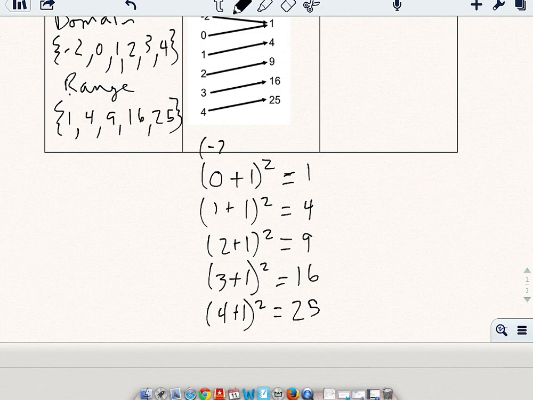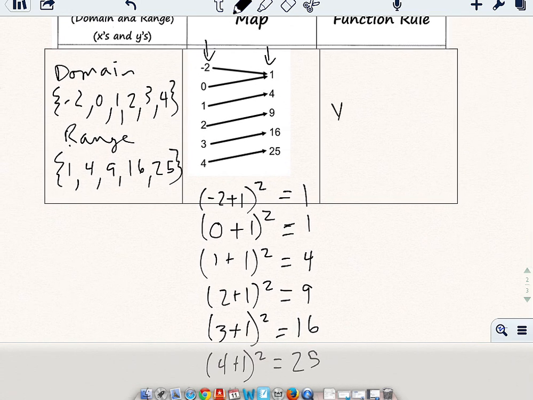I'll try -2 plus 1. -2 plus 1 is -1. -1 squared is 1. So it sure seems like my rule is y equals, I take the input plus 1, and then I square it.